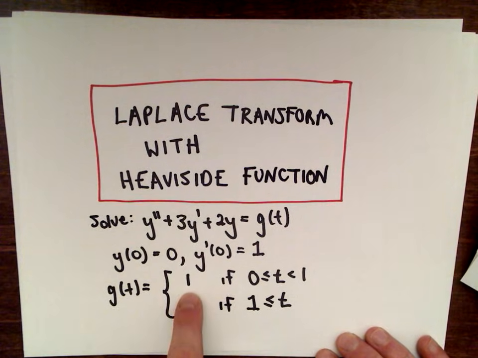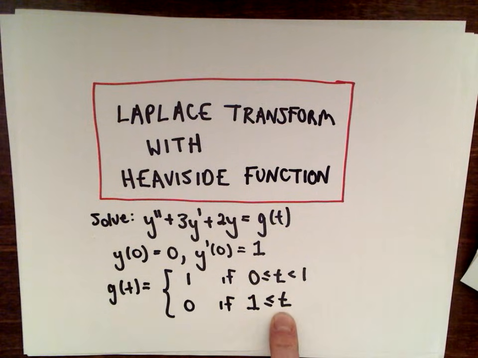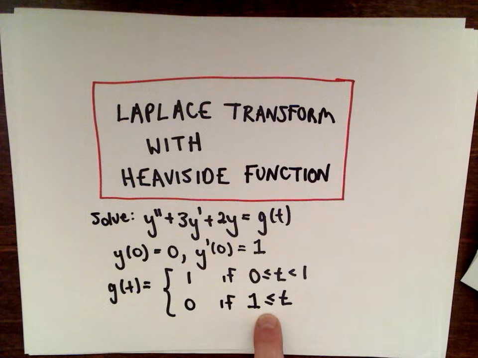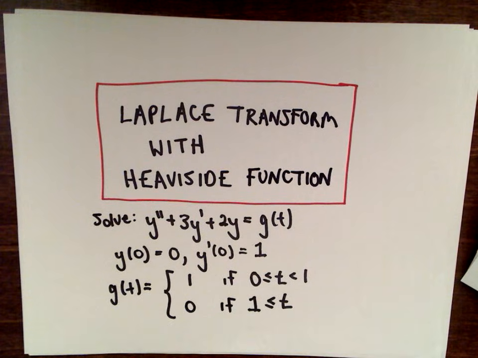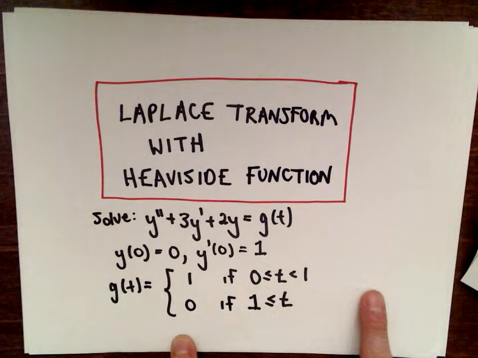It's going to be equal to 1 if t is between 0 and 1, and it'll be equal to 0 if t is greater than or equal to 1. And we're going to assume here that t is only defined for values of 0 and larger.